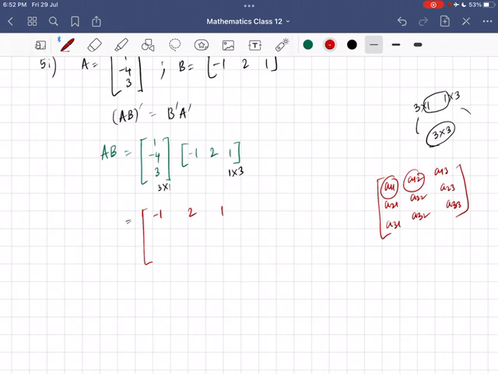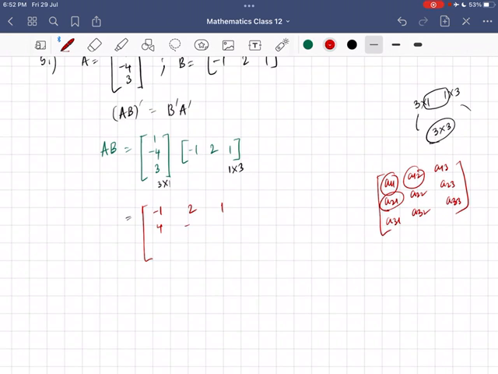A21 is second row, first column, minus 4 into minus 1, that is 4. Then we have minus 4 into 2, that is minus 8. Minus 4 into 1, that is minus 4. Then 3 into minus 1, minus 3. 3 into 2, that is 6. And 3 into 1, we have 3. So this is how we get AB.